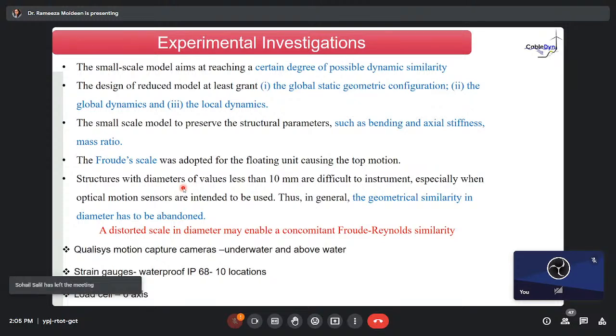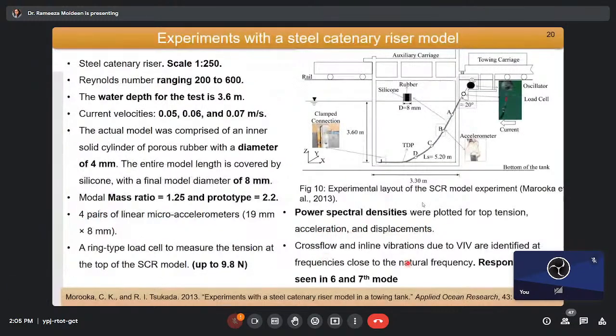But when we have a small diameter cable, then the Reynolds number, which depends on both the velocity and the diameter, will be very small, in the range below 1000. So the main concern with the experimental investigation will be matching Froude and Reynolds similarity. That is a distorted scale we have to adopt. That is, concomitantly, at the same time, we should have both the Froude and Reynolds similarity.